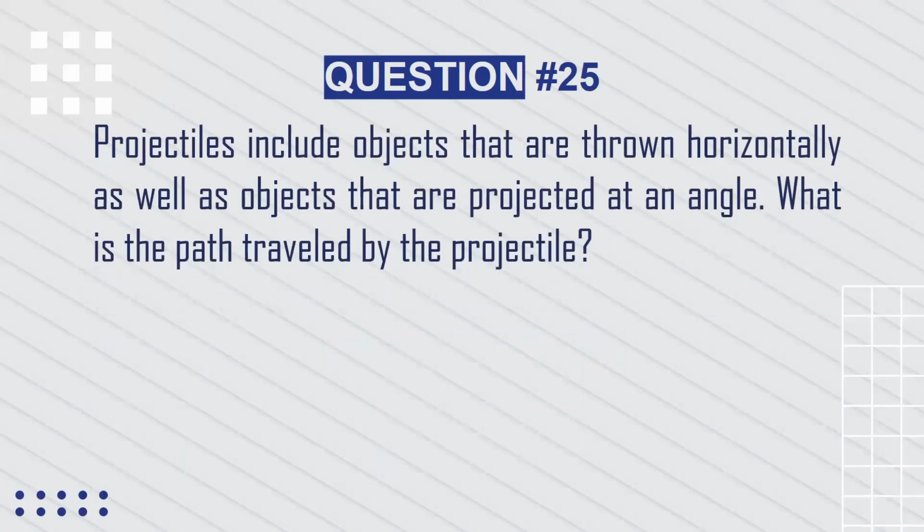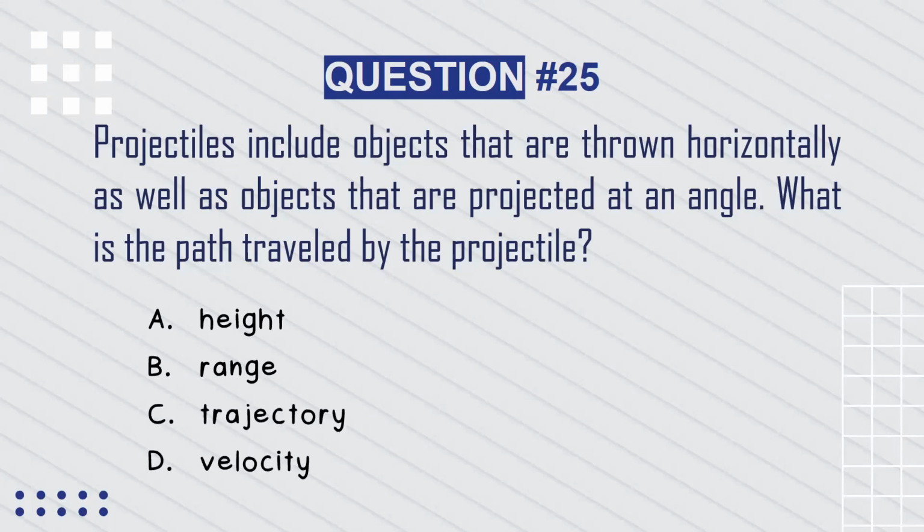What is the path traveled by the projectile? A. Height, B. Range, C. Trajectory, or D. Velocity? The correct answer is letter C. Trajectory.